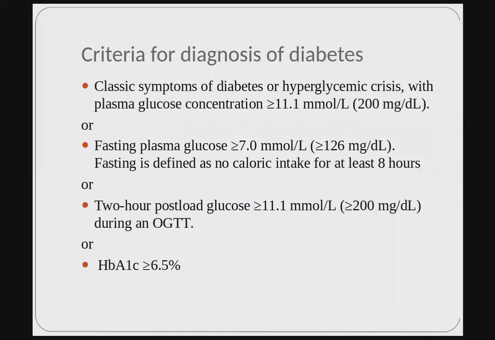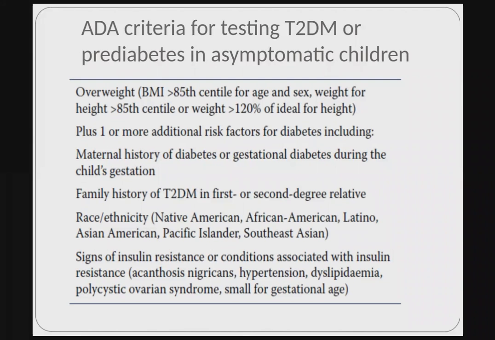And the American Diabetes Association criteria for testing for type 2 diabetes mellitus or pre-diabetes in asymptomatic children: we should screen every child that presents with overweight. That means BMI greater than the 85th centile for age and sex, or weight for height greater than the 85th centile, or weight greater than 120% of ideal for height. Any child that has such, plus one or more of the following risk factors, stands at risk of having diabetes.